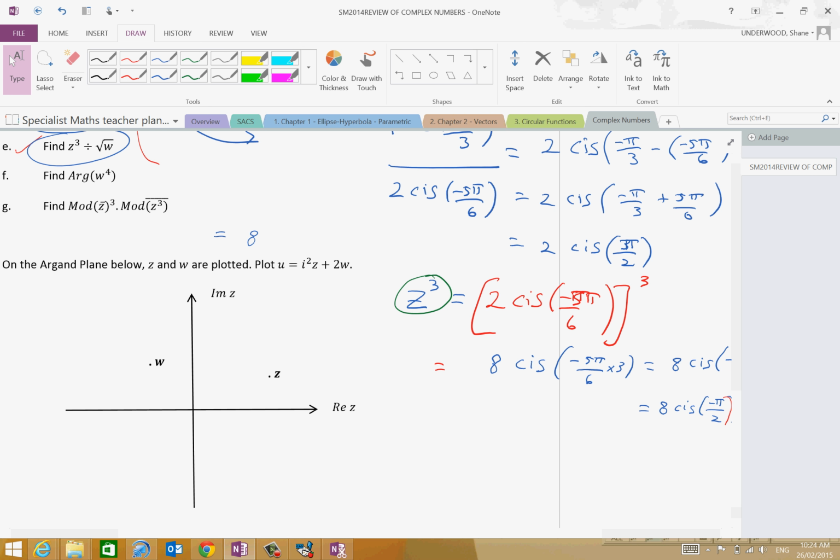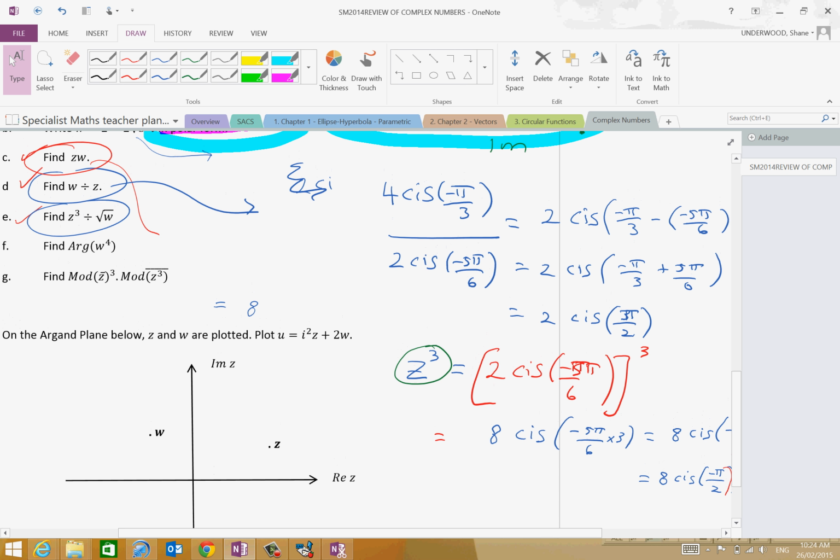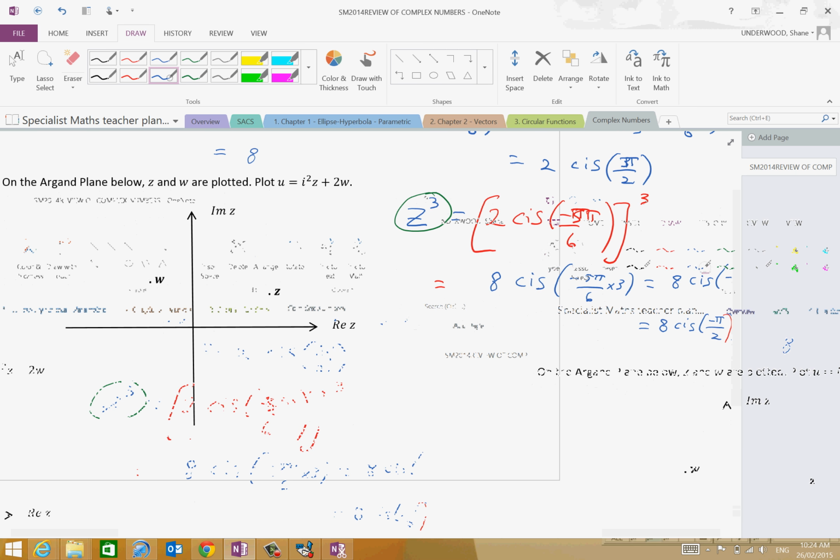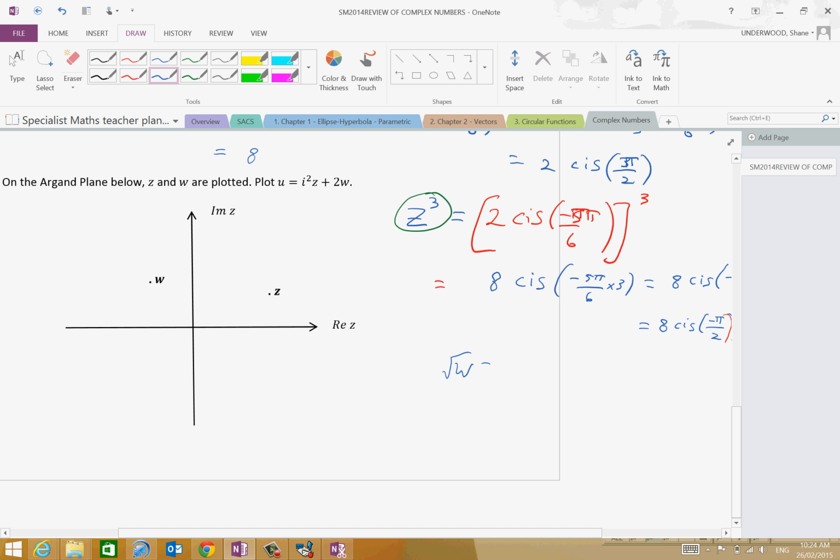Now, let's go ahead and we've got 8 cis of minus pi on 2. Now, the square root of w is equal to what? We've got w is equal to 4 cis of minus pi on 3. So, the square root of w is equal to 4 cis of minus pi on 3 to the power of a half. The square root of 4 is 2, so that's going to be 2 cis of a half of that, which is minus pi on 6. Do we agree with that? Yeah. Okay, so therefore, just hold on a sec, don't go anywhere.